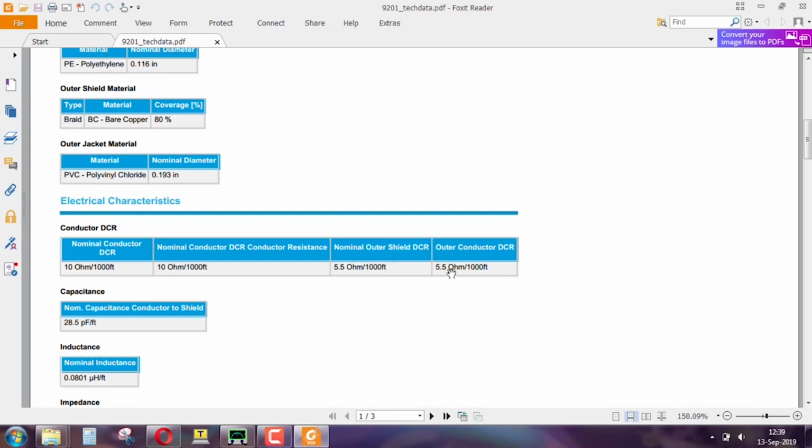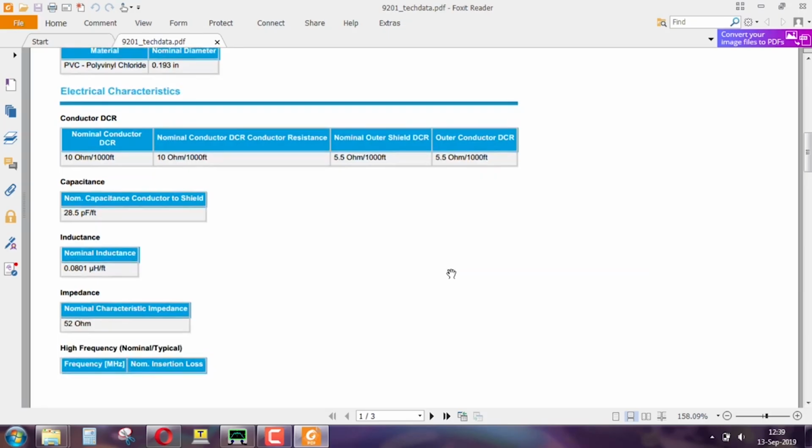So, it is a very tiny amount of resistance, depending upon the application. You cannot use it for very, very long connections anyway. So, again capacitance: nominal capacitance, conductor to shield, measured across the two conductors with a dielectric in between, is again a distributed parameter, which is 28.5 picofarads per foot. So, everything is in distributed parameters, and nominal inductance is 0.08 microhenry per foot. So, these are roughly the range of values you can expect, some 100 picofarad capacitance per foot, and orders of microhenry per foot.